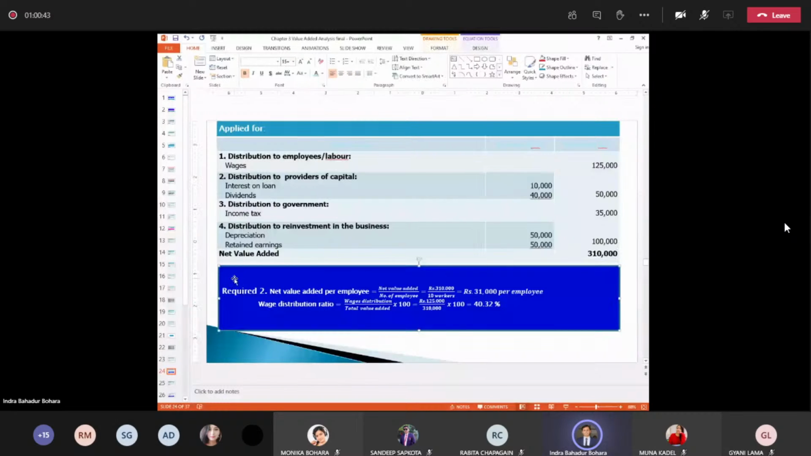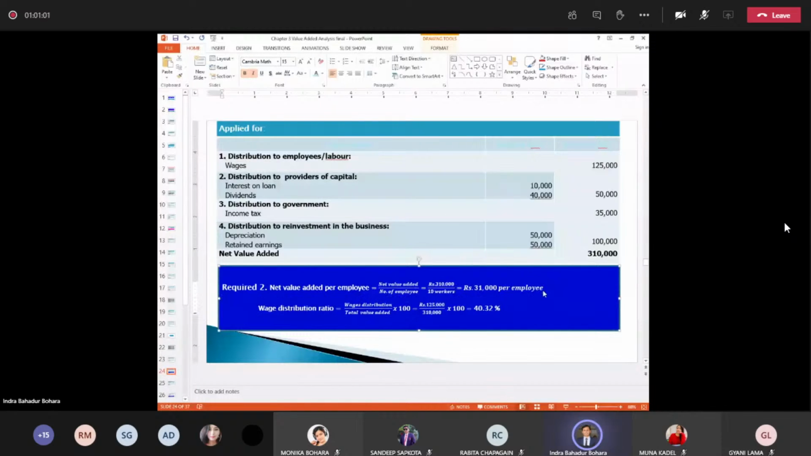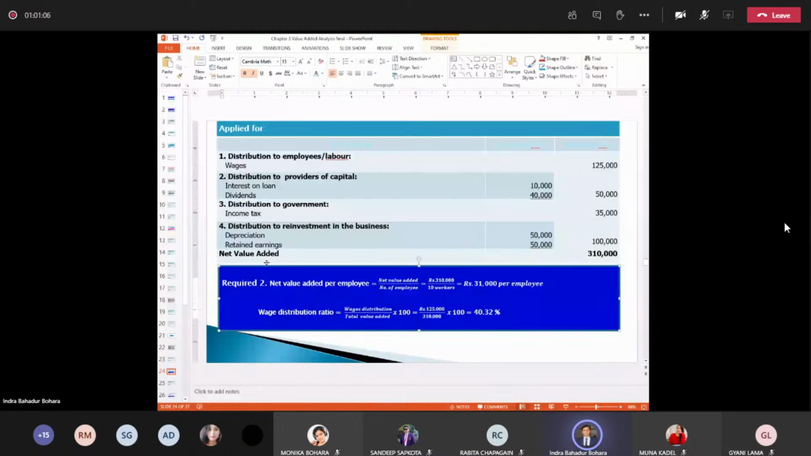Now required to assess the labor productivity by calculating net value added per employee and wage distribution ratio. So you write down required to calculate net value added per employee. Required 1 is done. Now required 2, net value added per employee.